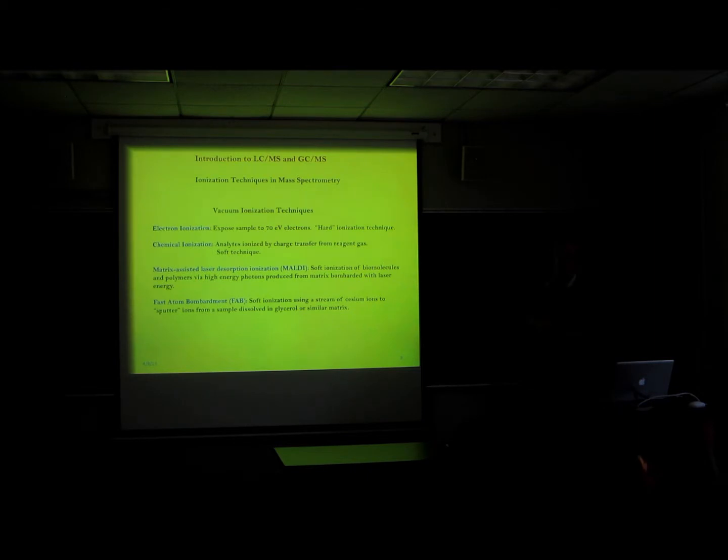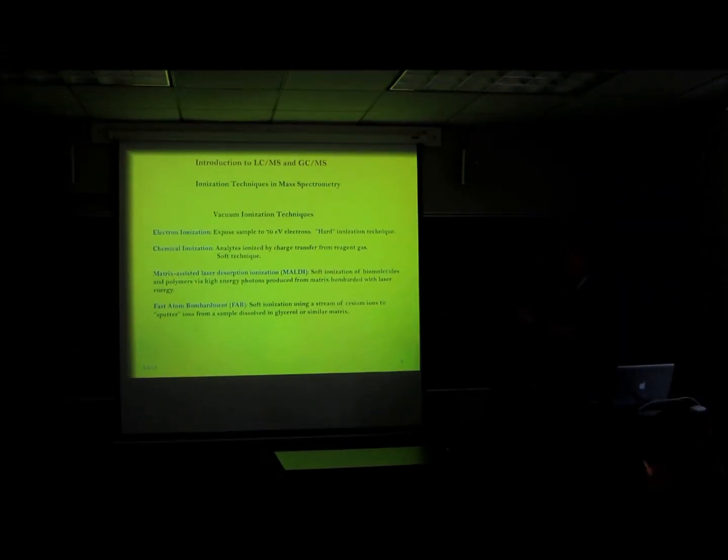So you go to a NIST database or a Wiley database. But with LC, where you have a high pressure, high flow eluent coming off of a chromatograph, vacuum ionization techniques are not going to be compatible. You can't have a high pressure flow going into an ionization compartment that's under high vacuum. So you're not going to see LC-EI or LC-CI, but you will see GC-EI and GC-CI.